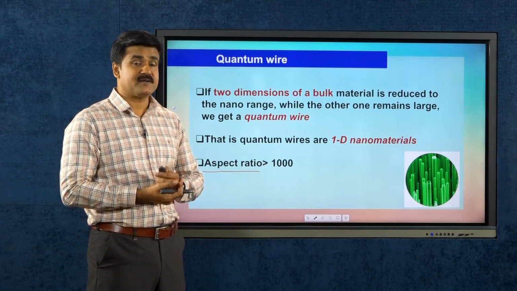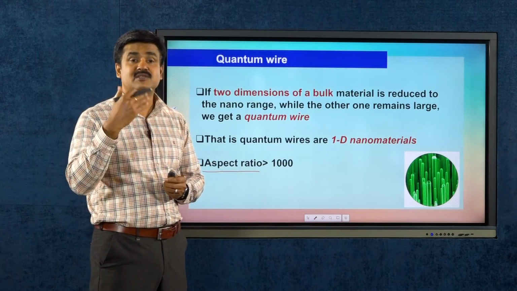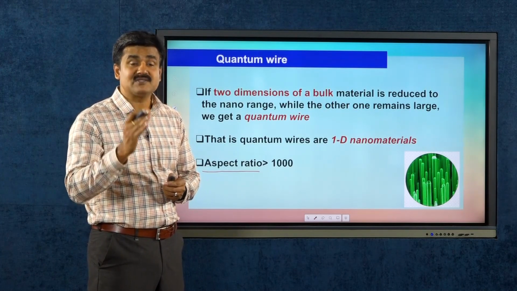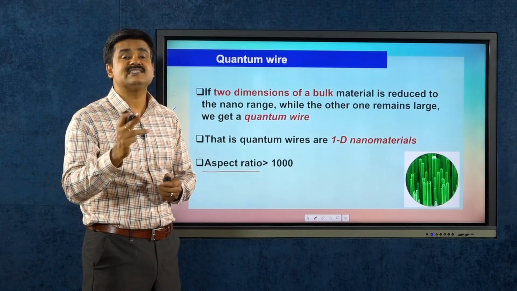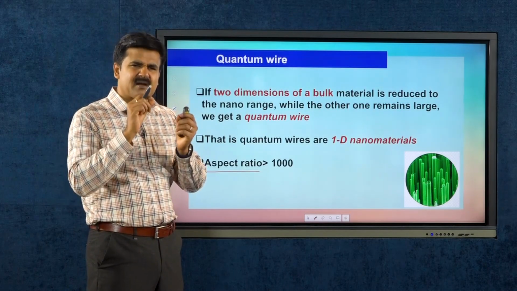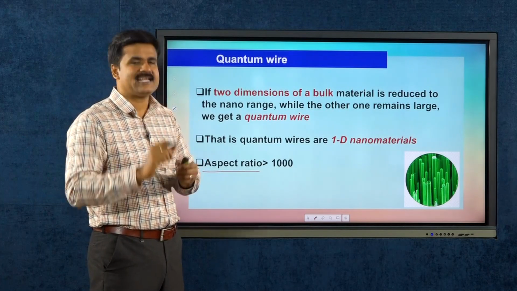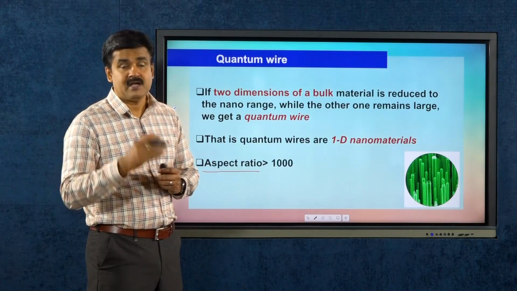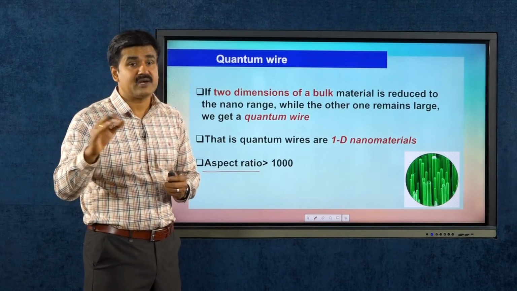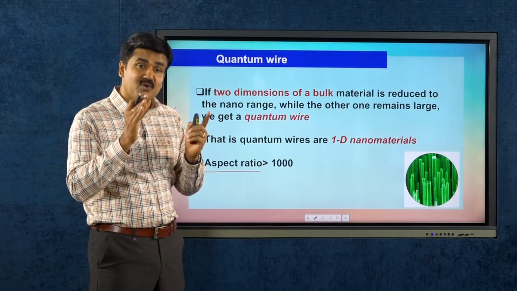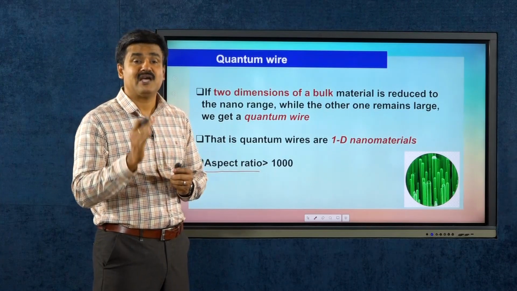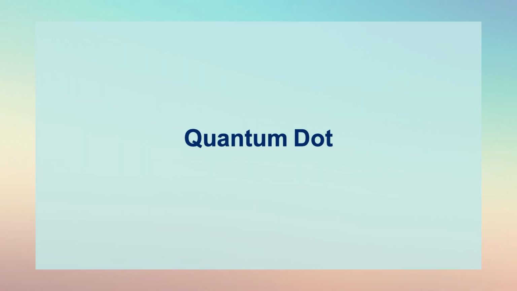What is meant by aspect ratio 1000? Aspect ratio 1000 means the length of the quantum wire is about 1000 times greater than its width. So, they are particles with very high length. This is the difference between quantum wire and a nanorod. Nanorod and quantum wire both are nanomaterials, but quantum wires more specifically have a higher aspect ratio compared to nanorods. Now, the last category, that is quantum dots.